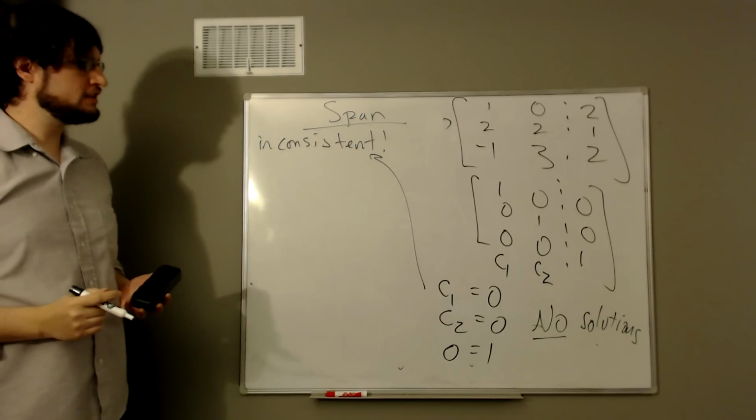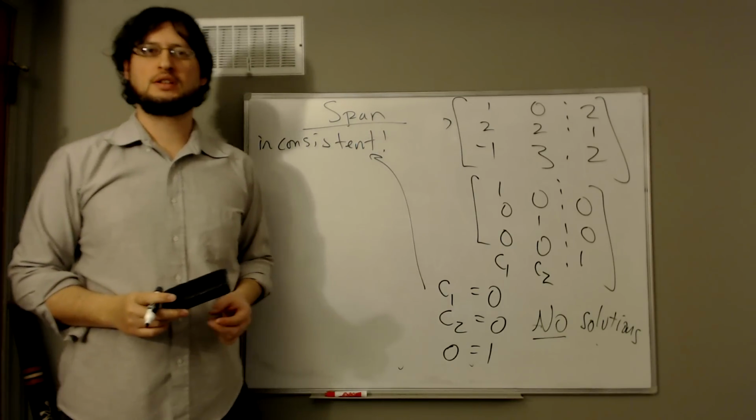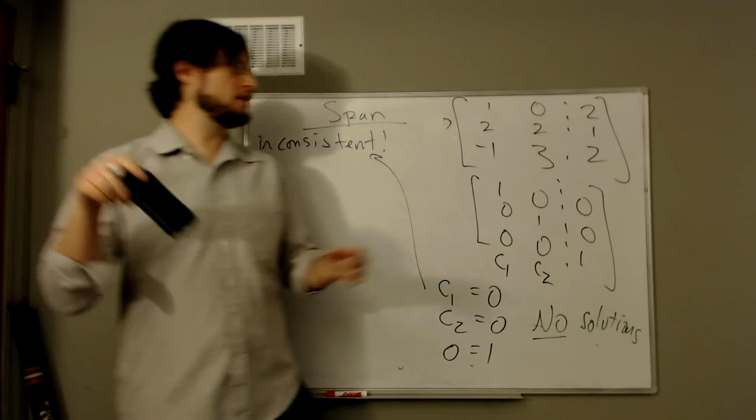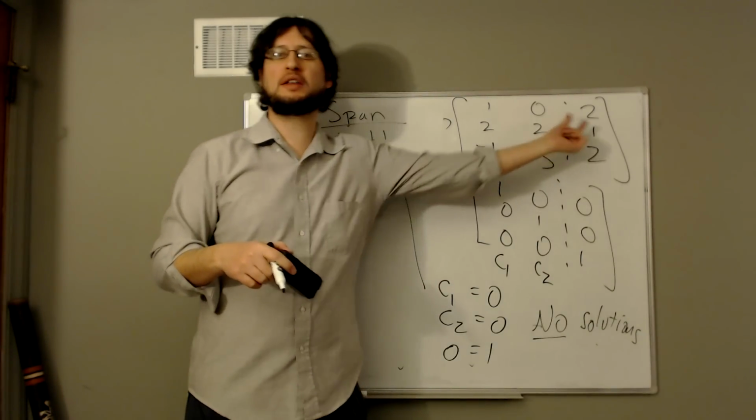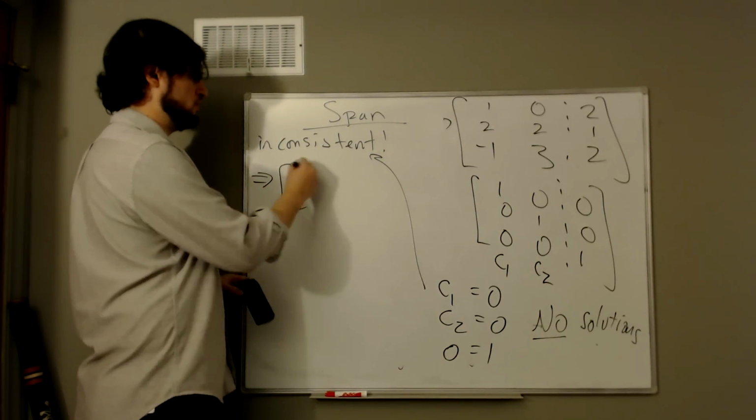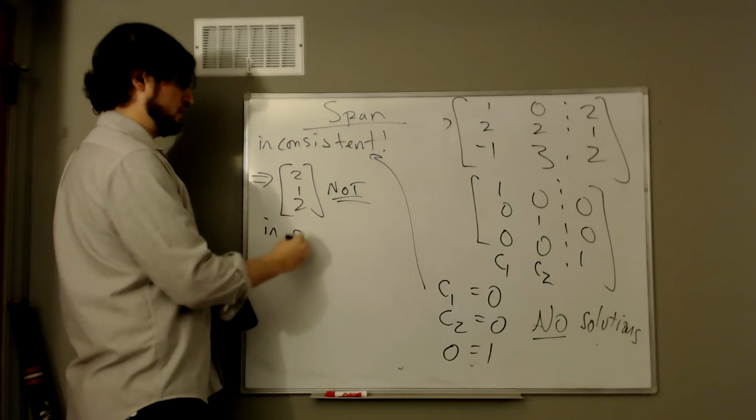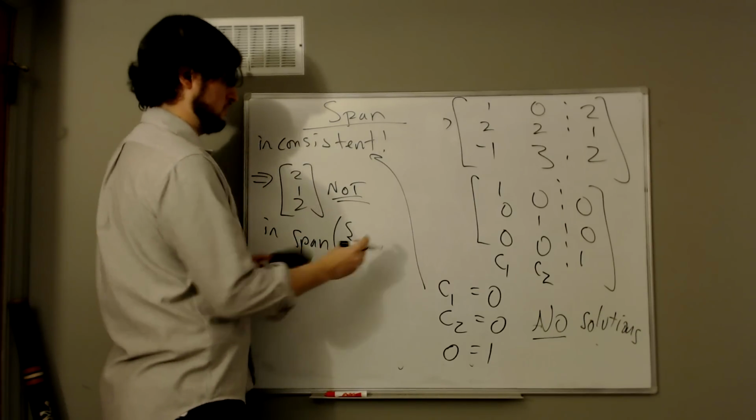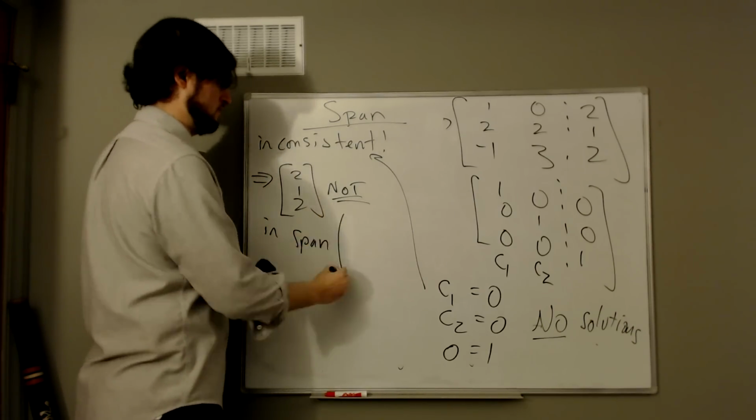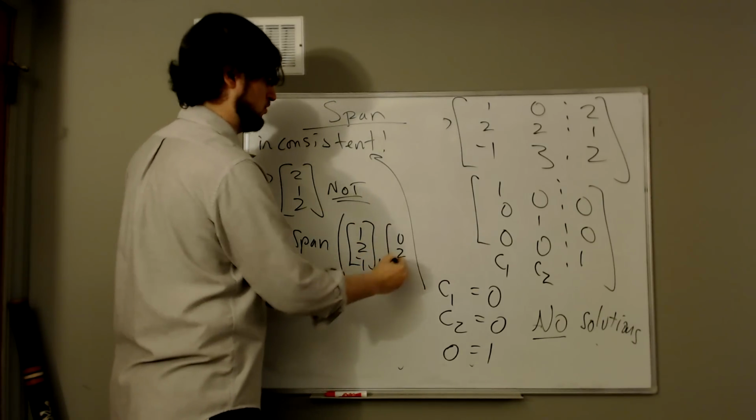If it was an inconsistent system, then there is no C1 and C2 that work, which means that there's no way of scaling the first vector and the second vector to make the third, which means that I can conclude that 2, 1, 2 is not in the span of 1, 2, minus 1, 0, 2.